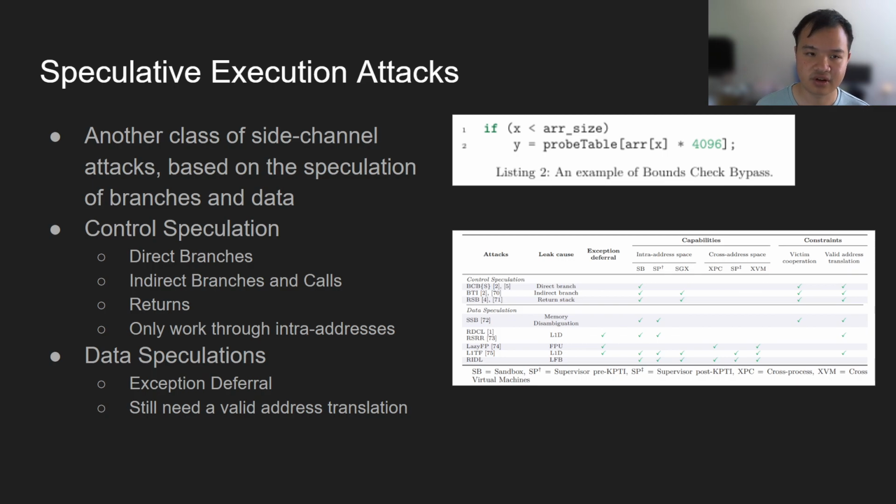Now here's another type of side channel attack that the authors also proposed. This is separate from RIDL, and it is based on the speculation of branches in data. The first one we have is controlled speculation, which uses direct branches.